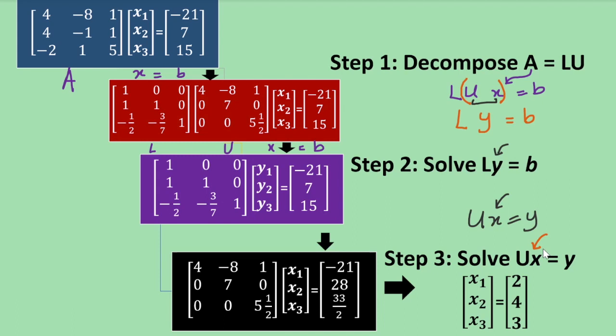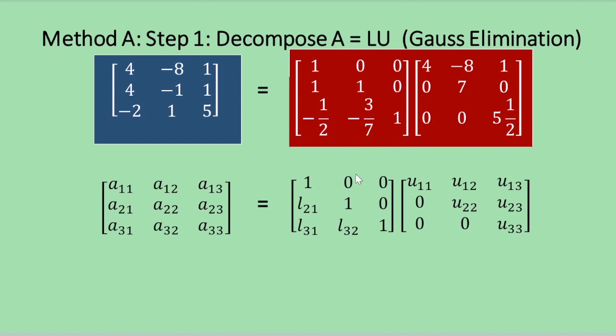Let's start decomposing matrix A into matrix L and U using the row reduction or the Gauss elimination technique. Now, what is a lower triangular matrix? The lower triangular matrix, or matrix L, has the values 1 as the value of the main diagonal and zeros as the entries above the main diagonal. Meanwhile, a matrix is called an upper triangular matrix if the entries below the main diagonal are zeros.